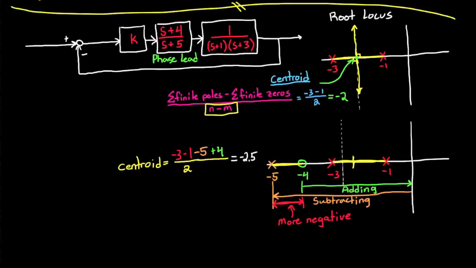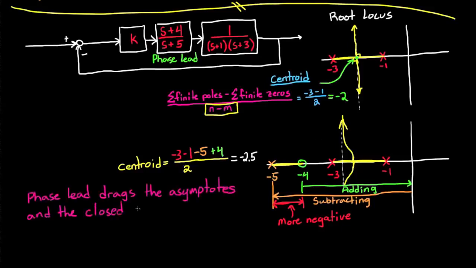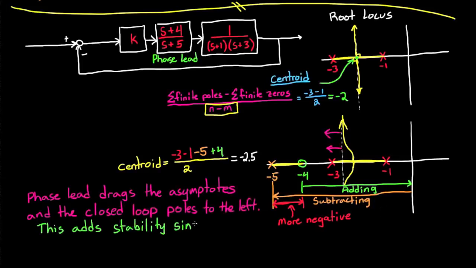So now as we increase the gain of our system, the closed loop poles will follow these lines instead. So all else being equal, we've added stability to our system by moving the closed loop poles further into the left half plane. And we've done all of that with a lead compensator.